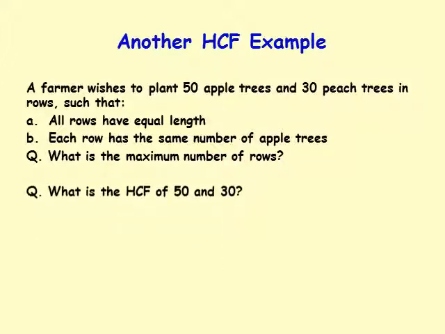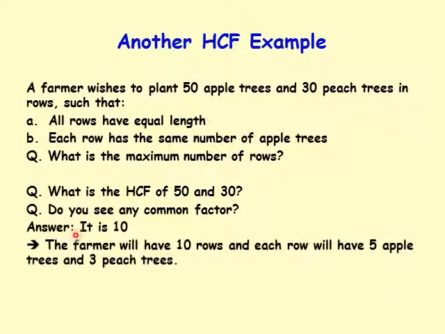Okay, let's continue. What's the HCF of 50 and 30? That's what the question is asking. We're looking for the maximum number of rows. That comes from the HCF of 50 and 30. Do you see any common factor here? Is 5 a common factor? How about 2? They both are. 5 is a common factor, and so is 2. So it is 10. The common factor is 10.